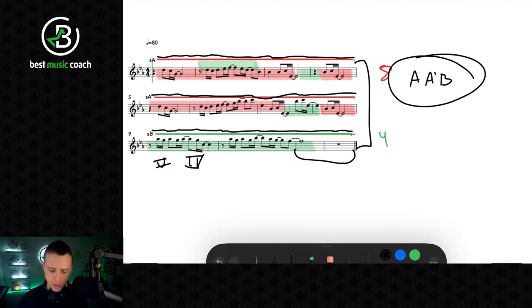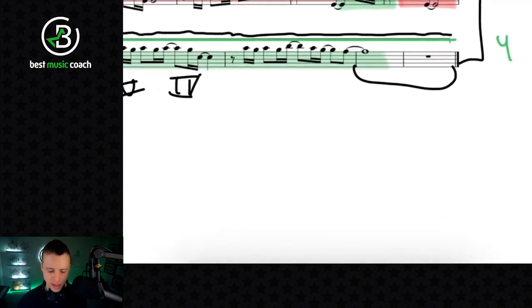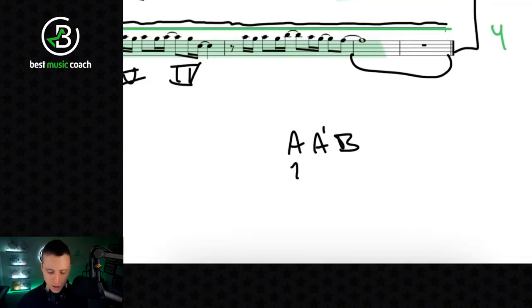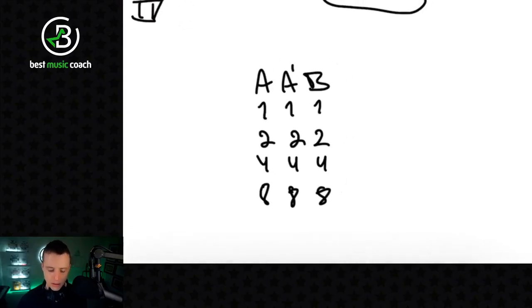Now, what's cool about this, it doesn't have to be 12 measures long. Just like we've seen with the other frameworks, we have an A, A prime, B to be specific. We could do 1, 1, 1. We could do 2, 2, 2. We can do 4, 4, 4. We could do 8, 8, 8. No right answer. Try all of them.